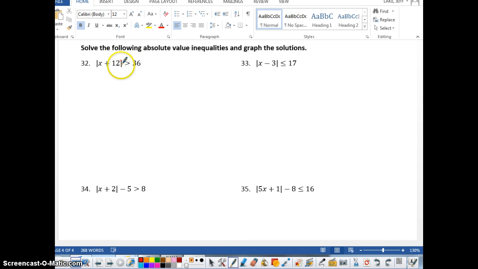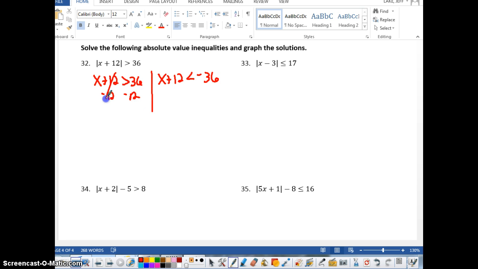Since it's an inequality, you have to check to see if it's an AND or an OR problem. Both 32 and 34 are going to be OR problems because they're greater than. All right, so when I solve this, I have x plus 12 is greater than 36. And then remember we have x plus 12 is less than negative 36. When you make it a negative, you have to switch the inequality sign.